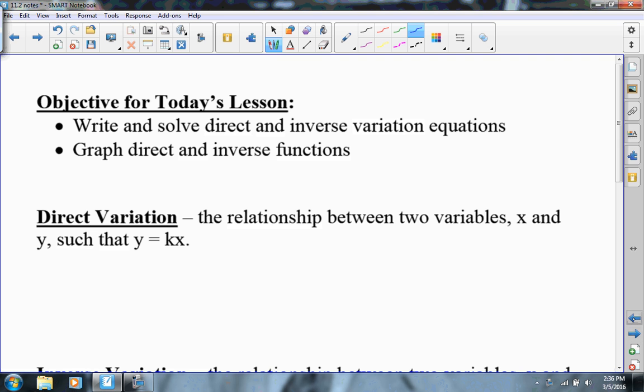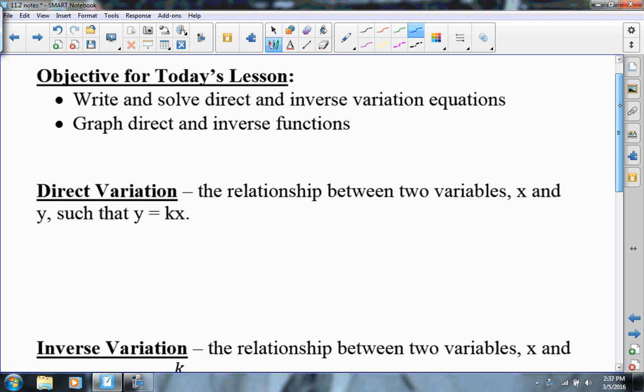And today we're going to talk about how you can write and solve direct and inverse variation equations, and then we're also going to graph direct and inverse functions.